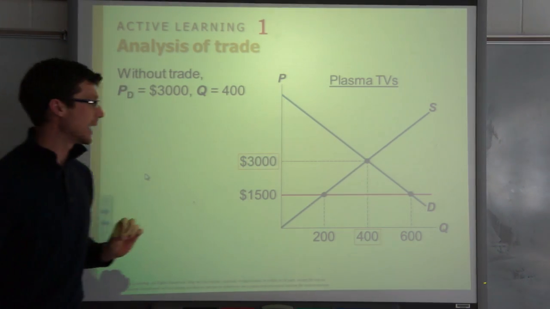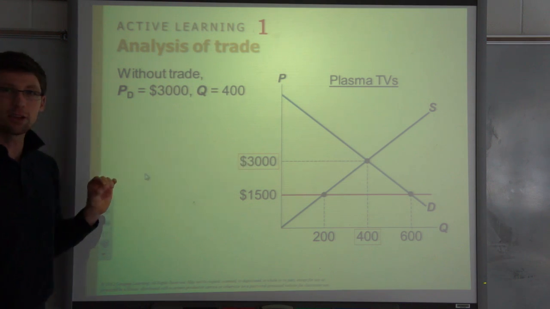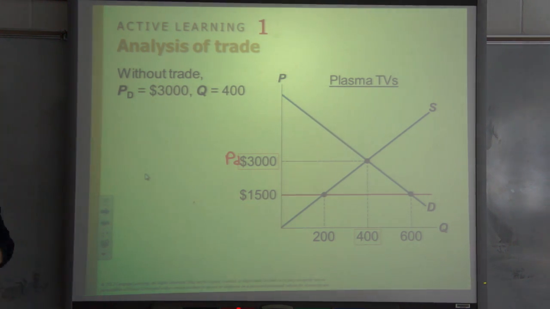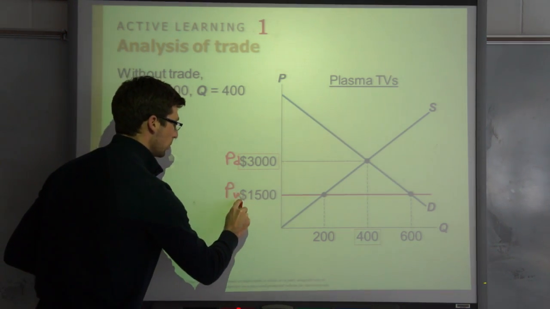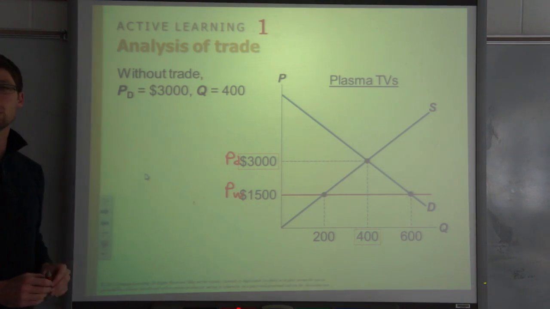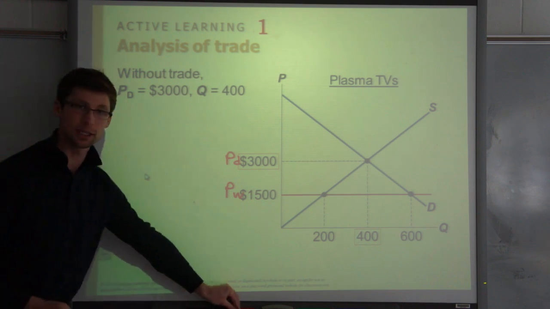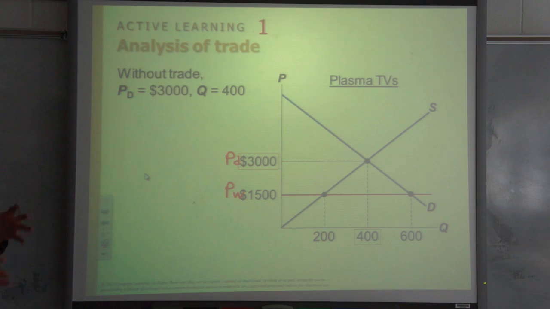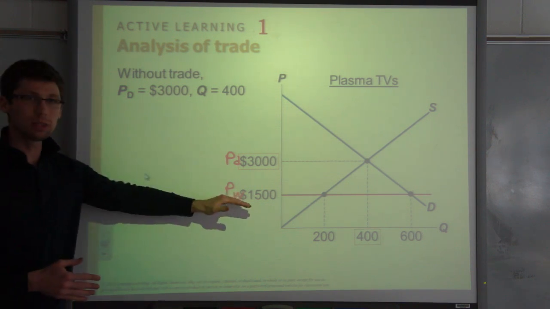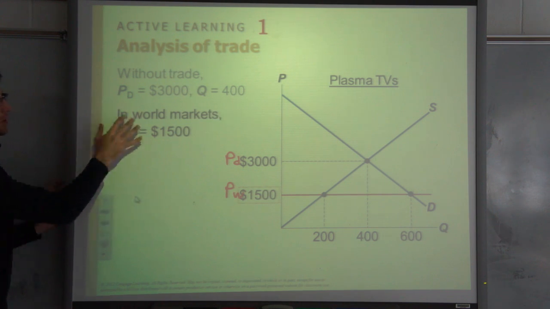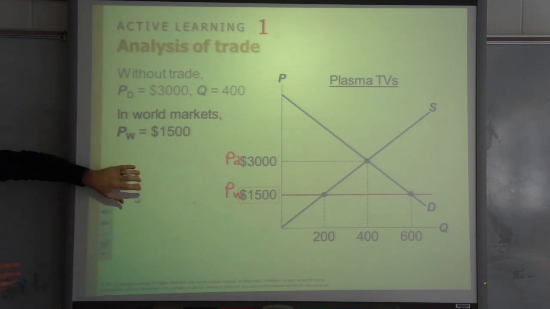Let's look at the market for plasma TVs. $3,000 is our domestic price. $1,500 is our world price. For whatever reason, the world can do it better than we can. What's going to happen in this instance? Will we export or import this product? Hopefully we understand that if the world is doing it at a cheaper price, we're going to import a lot of these products. In the world markets, it's $1,500.